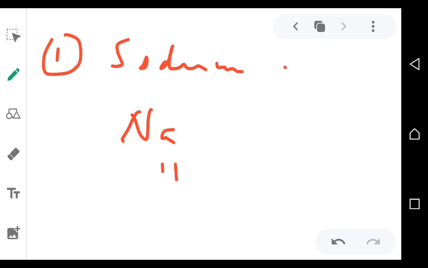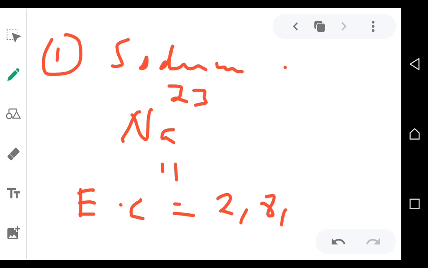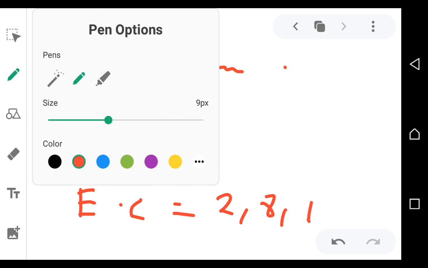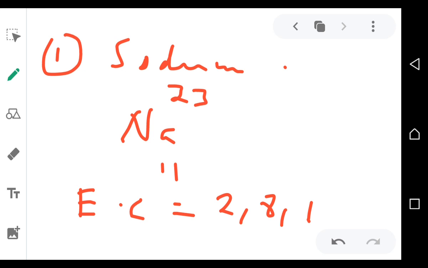It's number 11, 23. And then I find the EC. I think I've taught you this in the previous. The EC is 2,8,1. So when I want to know the valence, I always look at the last number here. Is it 1? Is it 2? Is it 3? Or is it 4?